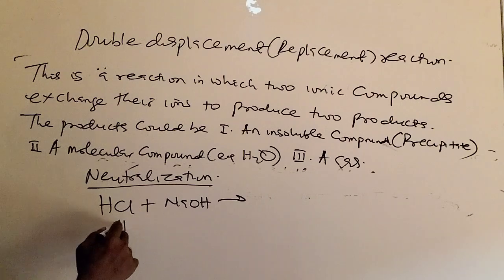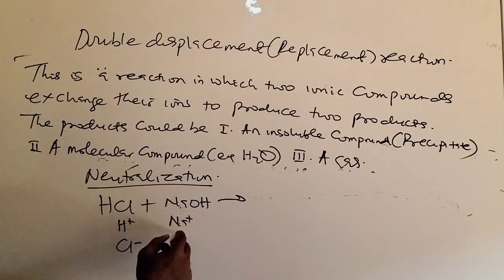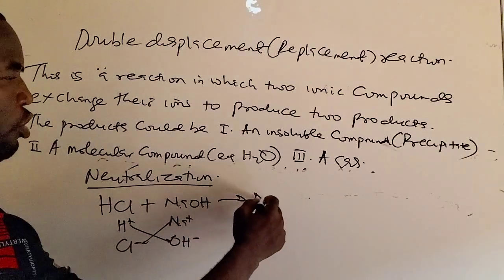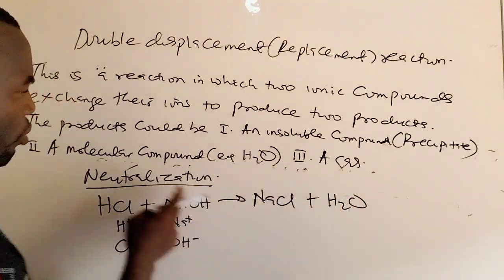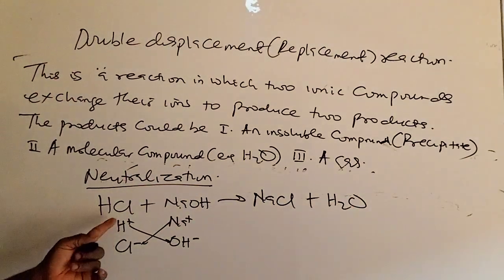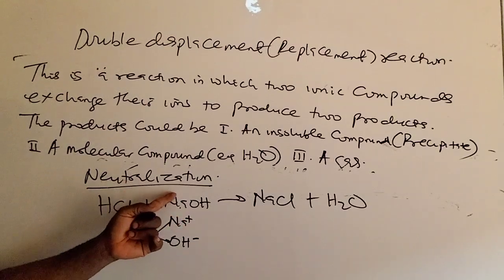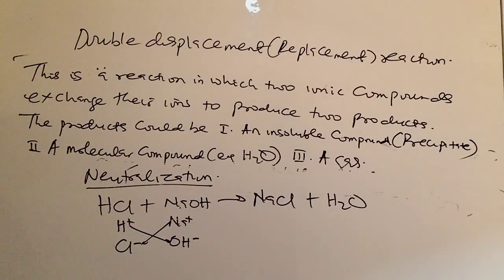Hydrogen acid splits into hydrogen ion and chloride. This one splits into sodium ion and hydroxide. When you join them together, you produce sodium chloride and then water. Water is produced as one of the products. So you see that there's a double replacement or displacement. Sodium displaces hydrogen, chlorine displaces hydroxide. So this is also double displacement reaction, but it is regarded as neutralization reaction also.